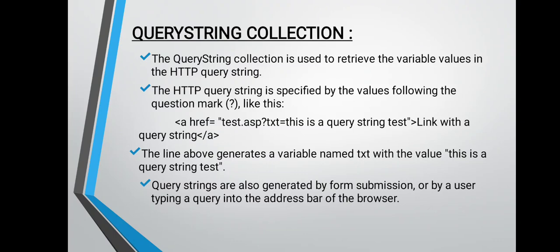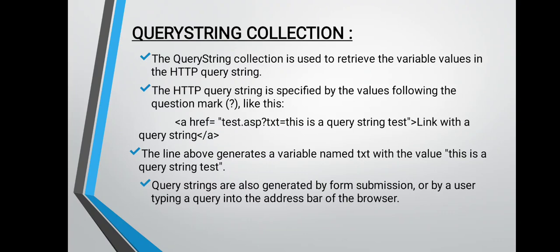QueryString collection. The QueryString collection is used to retrieve the variable values in the HTTP query string. The HTTP query string is specified by the values following the question mark, like this: <a href="test.asp?text=This is a query string test">Link with a query string</a>. The line above generates a variable named text with the value "This is a query string test".